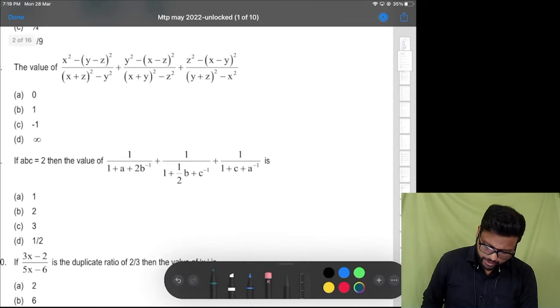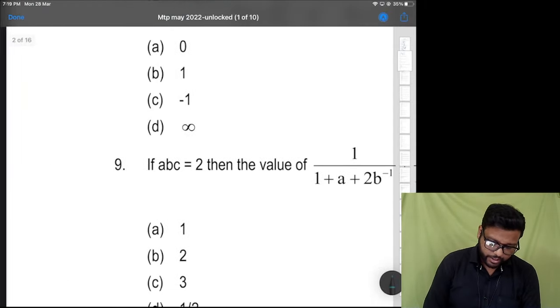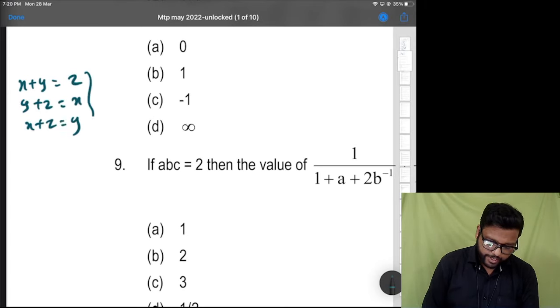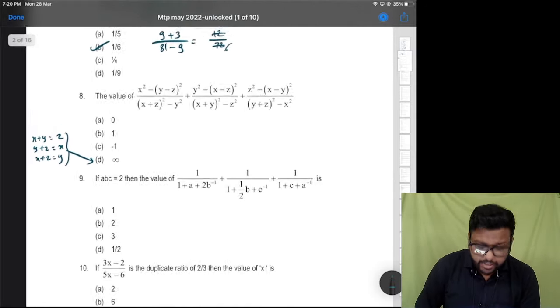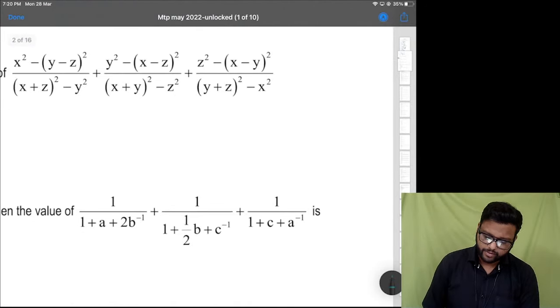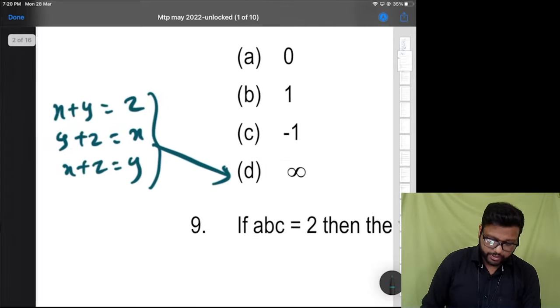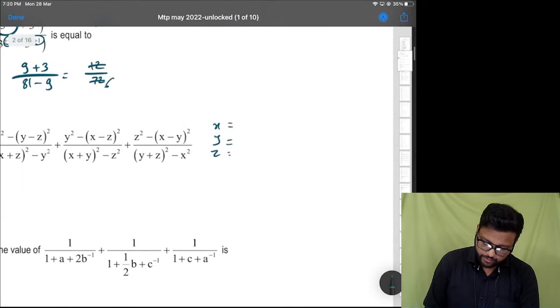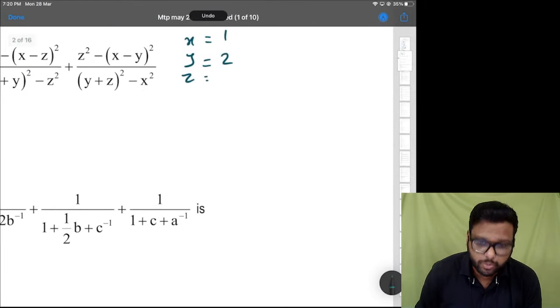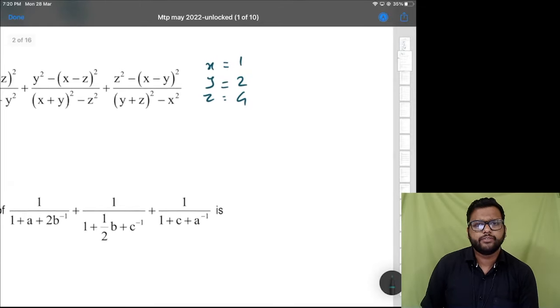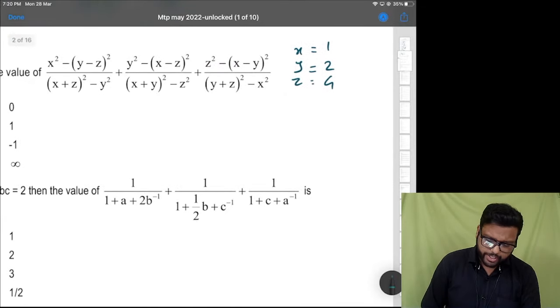So understand something. If x plus y is z, or if y plus z is x, or if x plus z is y, then infinity is the correct answer. Otherwise let's check. Let's assume x, y, z as something. We should not assume anything which gives us this. So let's assume x is 1, y is 2, z is not 3. Now we cannot assume 3 because 1 plus 2 is 3. Let's assume 4, right? Now we can just check this.